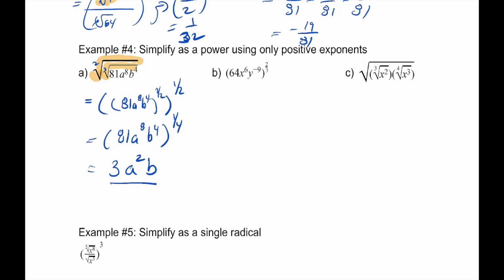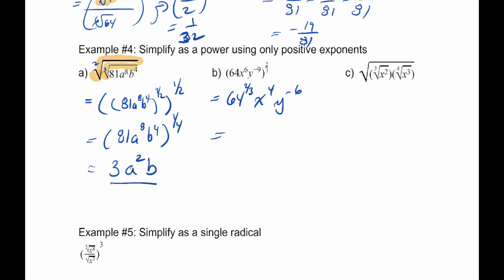So here's an example where we're not dealing with a radical, but just a rational exponent, and we're just going to do the power to power law. So here we're just going to say 64 to the power of 2/3 times x. Well, 6 times 2/3, the 6 reduces with 3 to 2, so that's going to be x to the power of 4. And then y, negative 9, cancels out the 3 to give us a negative 3 times 2, which is y to the power of negative 6.